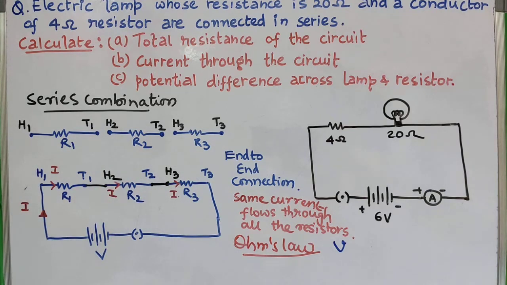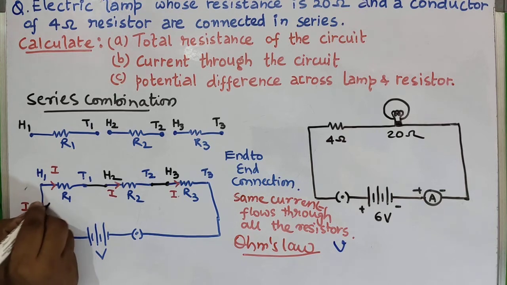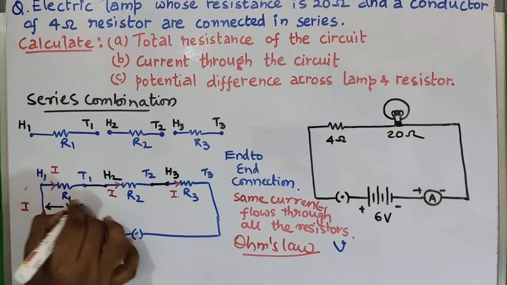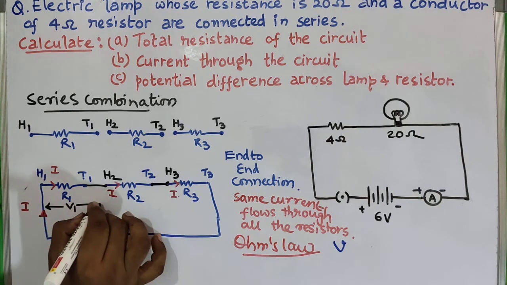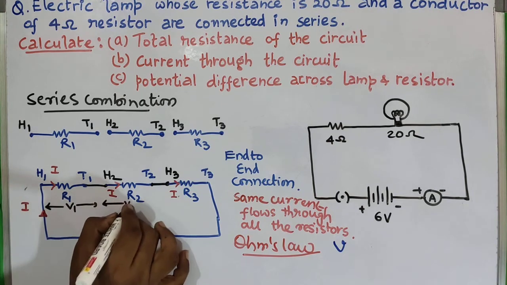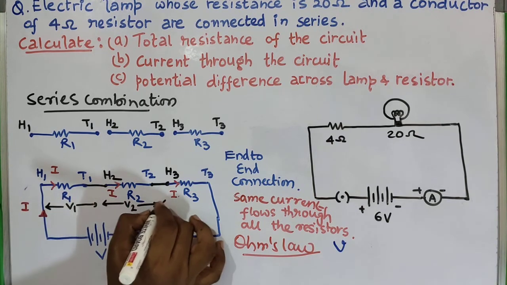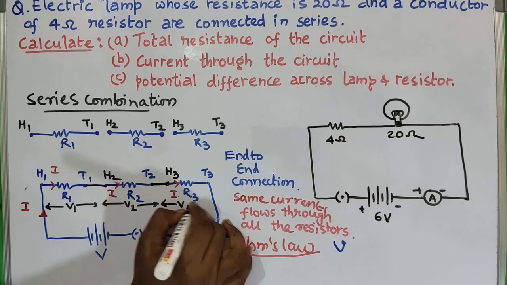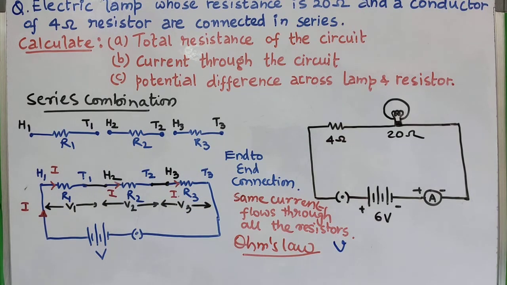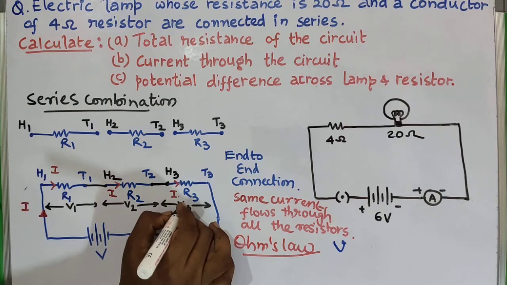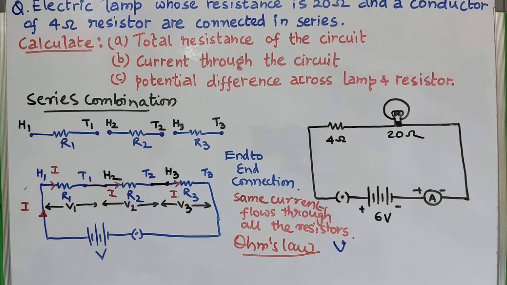For R1, let me call that potential difference V1. For R2, let me call it V2. For R3, let me call it V3. Now my question is, is V1 equal to V2 equal to V3? Are the three voltages or potential differences across each resistor the same?